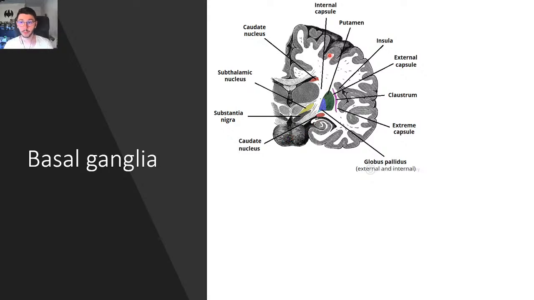We have the subthalamic nucleus, which means it's found beneath the thalamus, which is located here. So that'll be the thalamus. It's the subthalamic nucleus right there. It is responsible for glutamate, which is an excitatory neurotransmitter. We have something called substantia nigra because it's a black substance, it looks black on pathology prosections. And this produces dopamine.